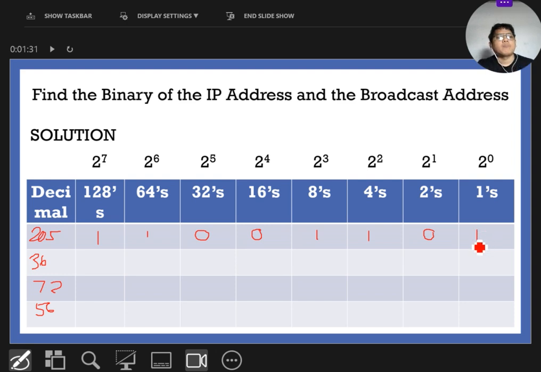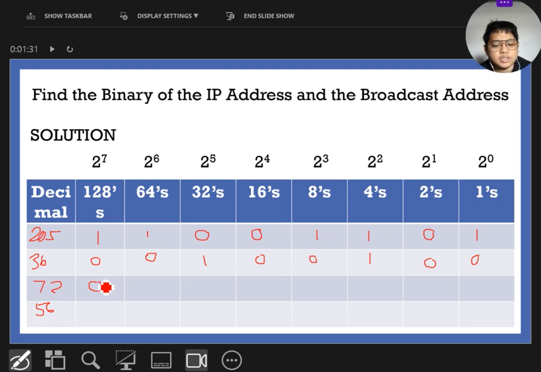Now for the 36, the same. How many 128s in 36? None. How about 64? None. How about 32? There is 1. So 36 minus 32, then we have 4. How many 16s in 4? None. How many 8s? None. How many 4s in 4? 1. So 4 minus 4 equals 0. Then the rest is going to be 0 as there is no decimal value to be subtracted. Next is 72.